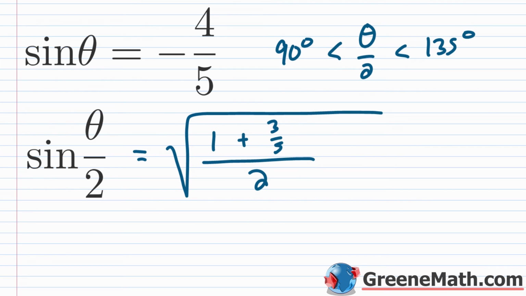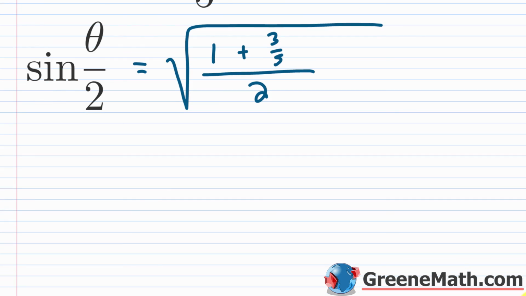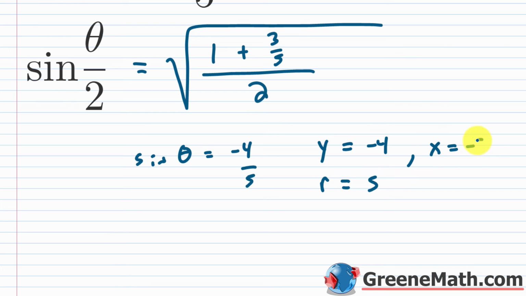And again, if you want to do this the long way, there's so many ways you can do this. You can use sine squared theta plus cosine squared theta equals 1. You could do the fact that you have sine of theta is equal to negative 4/5. So you know that in quadrant 3, the x values are negative and the y values are negative. So you can say that your y here is negative 4. Your r here is going to be 5. And your x here is going to be negative 3.